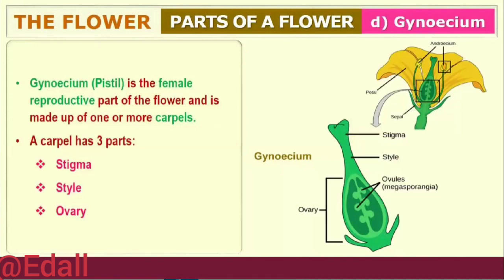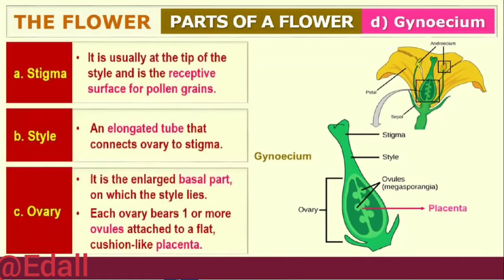5.5.1.4 Gynoecium. Gynoecium is the female reproductive part of the flower and is made up of 1 or more carpels. A carpel consists of 3 parts, namely stigma, style and ovary. Ovary is the enlarged basal part, on which lies the elongated tube, the style. The style connects the ovary to the stigma. The stigma is usually at the tip of the style and is the receptive surface for pollen grains.